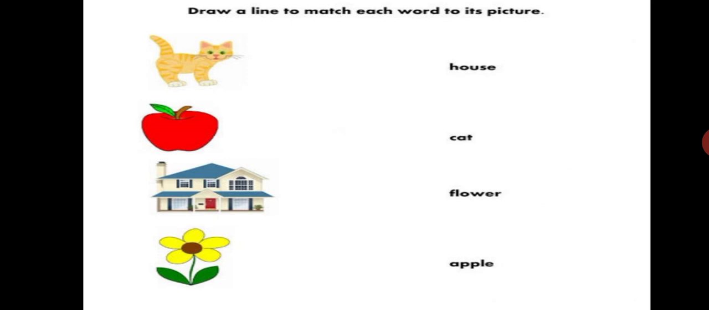Here is also an example of recognition of words. Students should match the words with the correct pictures. For example, house. The word house should match with the picture of a house. Same, apple, cat and flower. All should be matched with the exact words and pictures. So if students do the same, we could understand that they are recognizing the words and pictures.